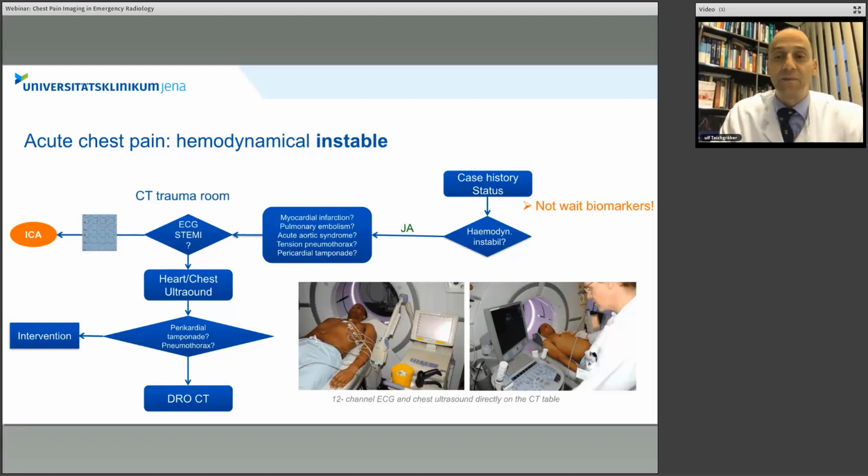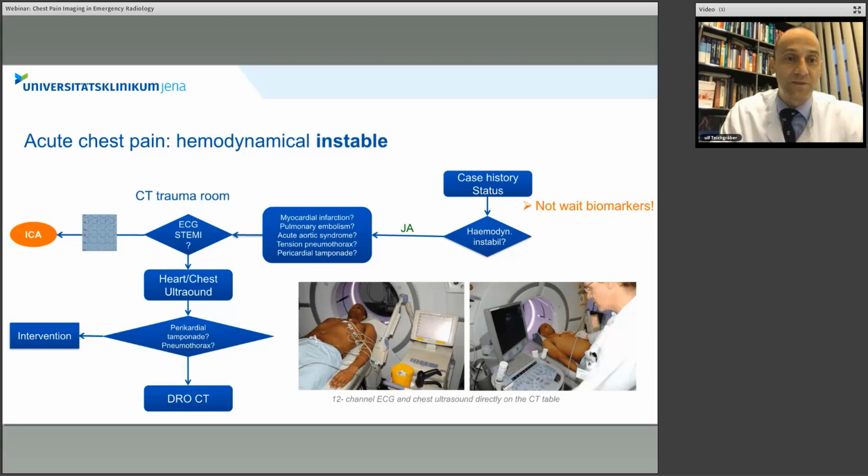And the most important diagnostic instrument is by far not the CT. It's actually, the first one is the EKG. So if you have a STEMI, this patient has to go right away to the cath lab right here. So this algorithm is then very much straightforward.